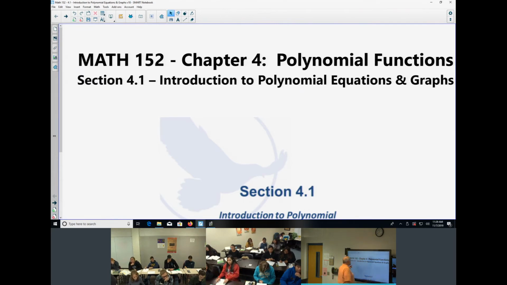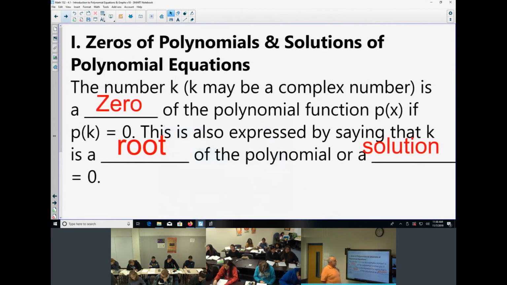All right. Now, the book doesn't really show a lot of the calculator tricks, so we'll just do them as we go along. All right. So first, the zeros of polynomials and solutions of polynomial equations. The number k, and here k could be a complex number, is a zero of the polynomial function p of x if p of k equals 0.